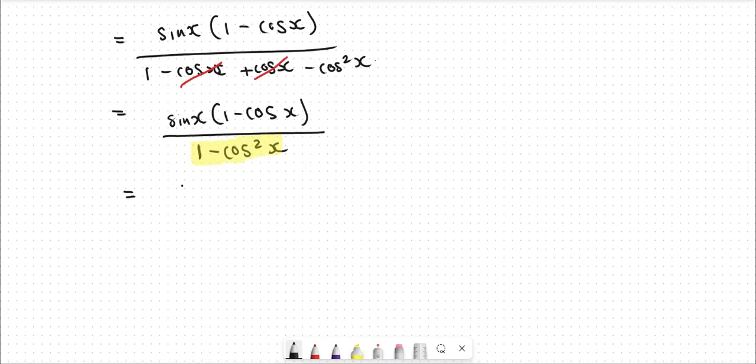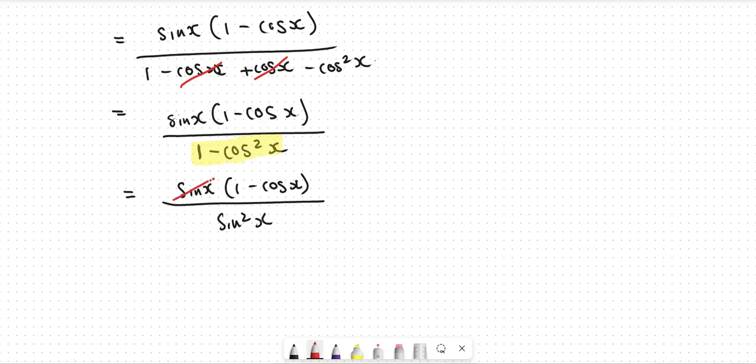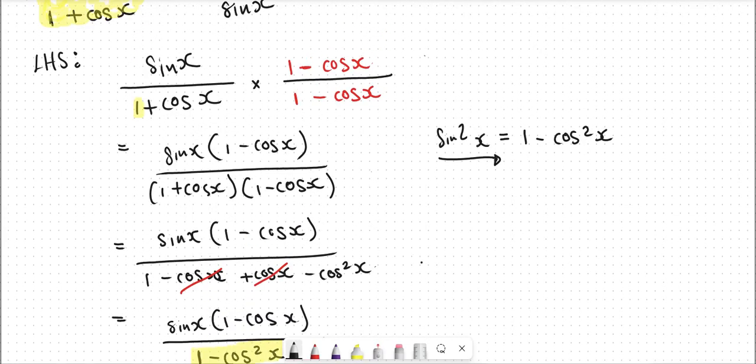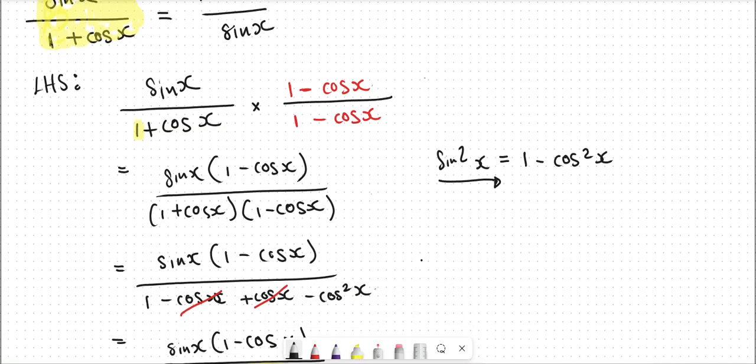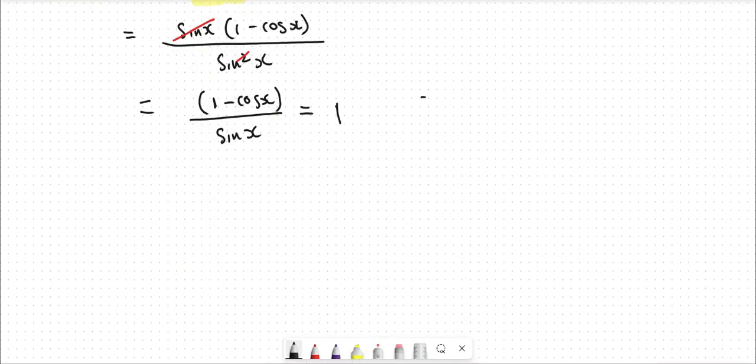If you do that, we have sine x, open bracket 1 minus cos x, all over sine squared x. Then at this point, these sines are going to cancel, one at the top and one at the bottom. At the top, I'm left with 1 minus cos x, and at the bottom, I'm left with just a sine x. If you scroll back up, you will notice that that is in fact equal to the right hand side. So we've proven this identity, and there we go.